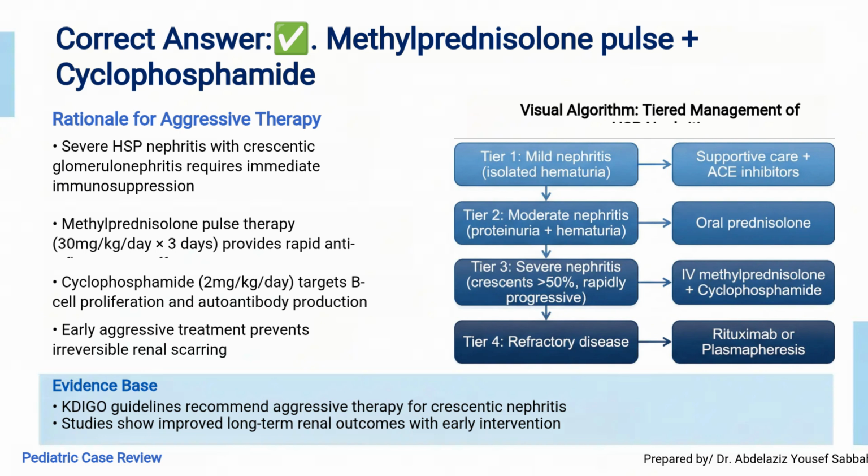Cyclophosphamide at 2 milligrams per kilogram per day targets B-cell proliferation and autoantibody production. Together, they work synergistically to suppress the immune response from multiple pathways. Early aggressive treatment is critical to prevent irreversible renal scarring. This approach is supported by Kidney Disease Improving Global Outcomes Guidelines, which recommend aggressive therapy for crescentic nephritis, and studies show improved long-term renal outcomes with early intervention.